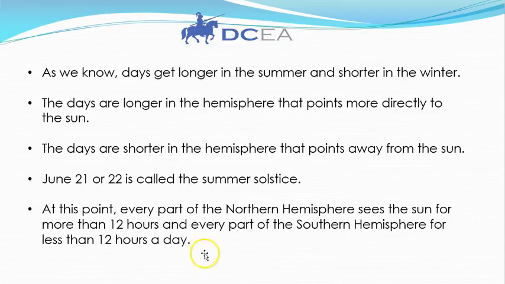As we know, days get longer in the summer and shorter in the winter. The days are longer in the hemisphere that points more directly to the sun. The days are shorter in the hemisphere that points away from the sun. June 21st or 22nd every year is called the summer solstice. That's the longest day of the year. At this point, every part of the northern hemisphere sees the sun for more than 12 hours, and every part of the southern hemisphere for less than 12 hours.